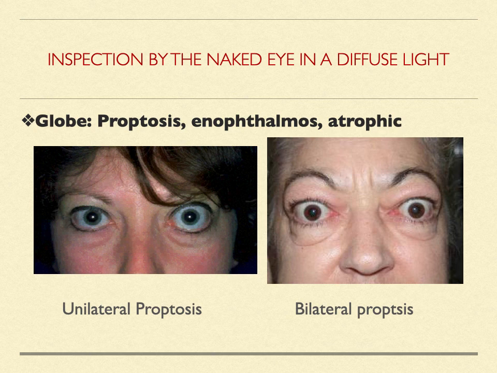Looking at the globe: is it in a normal position or is it protruded outside, which we call proptosis? Exophthalmos is another medical term, but we use proptosis, which means protrusion of the globe itself. It could be proptosis, it could be enophthalmos, retraction of the globe, and it could be an atrophic globe, and for certain it will be enophthalmic.